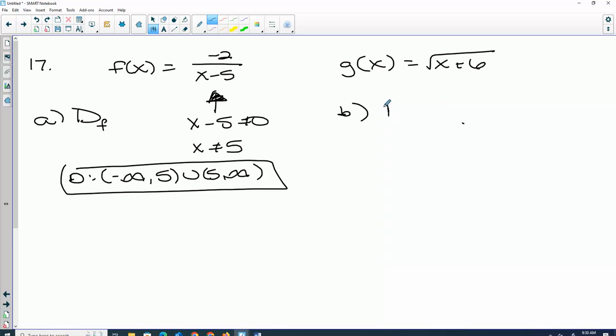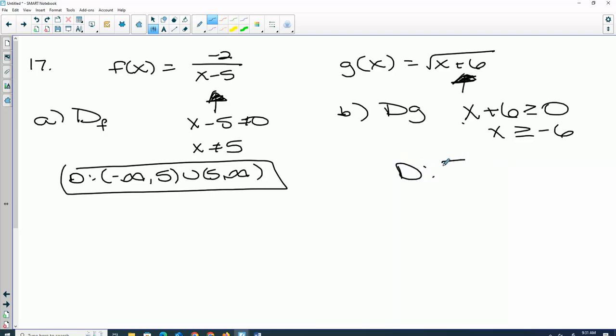B is asking for the domain of G. If we have a square root, what has to be true about anything under a square root? Those are the only two domain rules. If it's a fraction, the bottom can't be 0. If it's a square root, whatever's underneath has to be non-negative. So x is greater than or equal to -6. So our domain starts at -6 and goes to infinity.